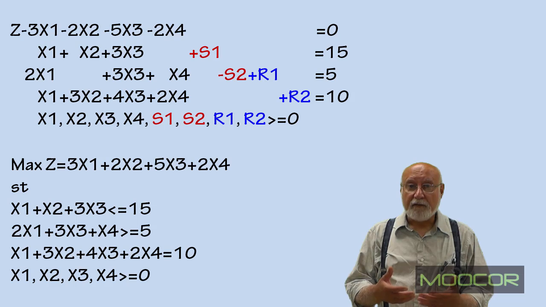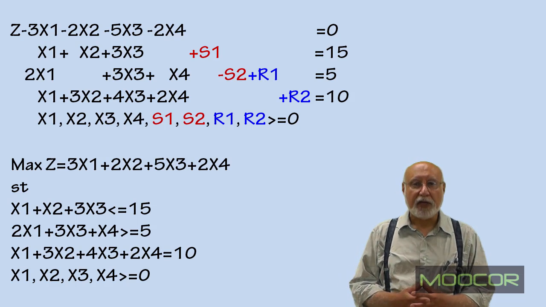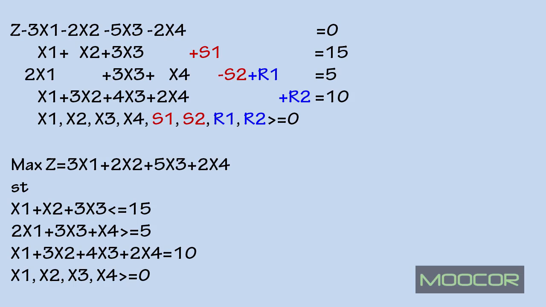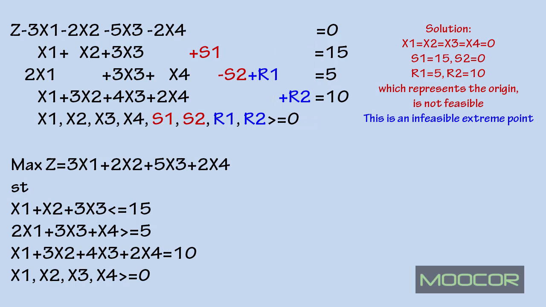So in topic 5, we will address it through the big M method. Let's see how big M approaches this problem. For this problem, the three variables S1, R1, and R2 have the proper form to be basic variables. However, this solution of x1, x2, x3, and x4 equals 0 is not a feasible solution. It represents the origin, and the origin itself is an infeasible extreme point.